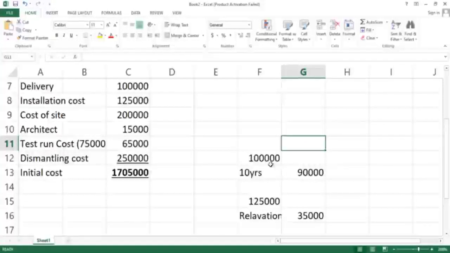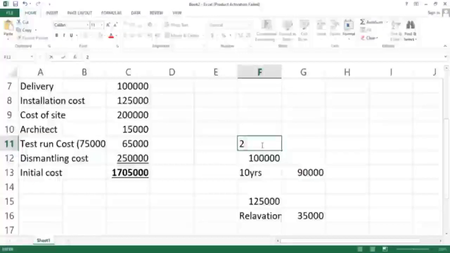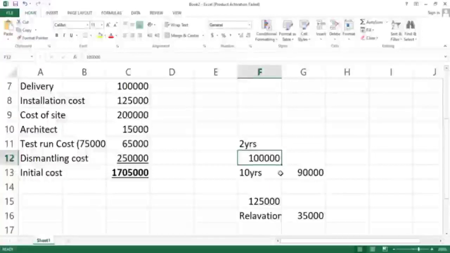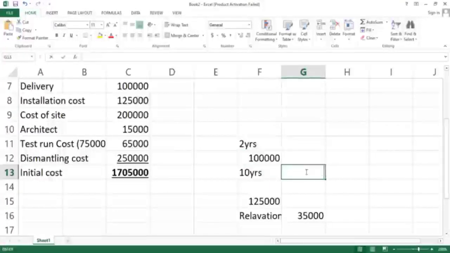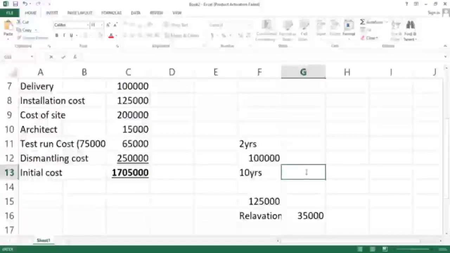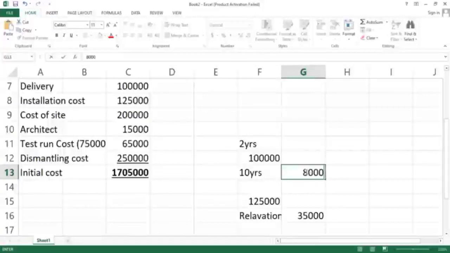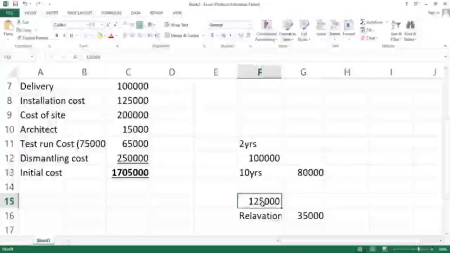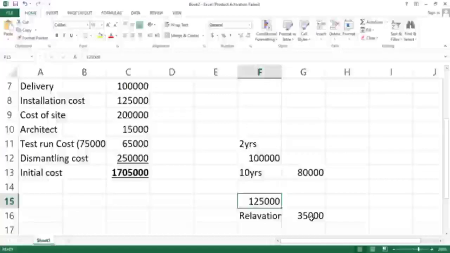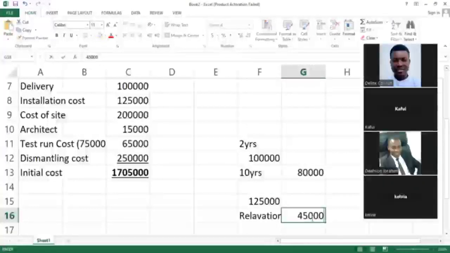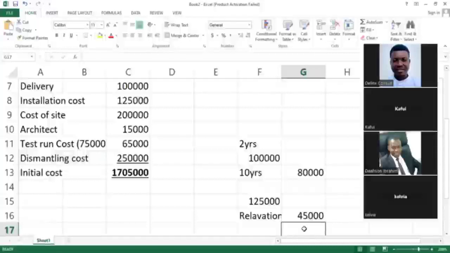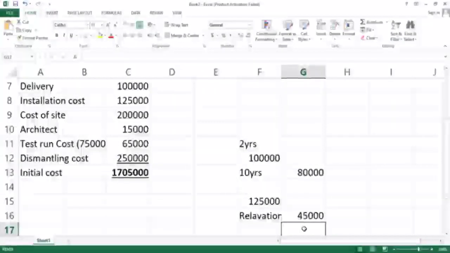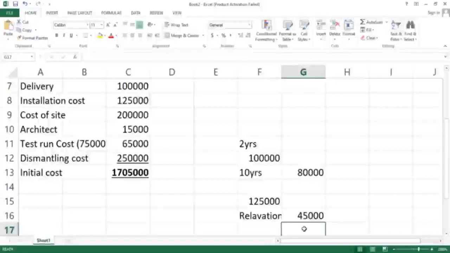So if this asset was used for 2 years, what should have been the value at the end of the second year? 80,000. Now we are saying that the value of the asset now is what? 125. What is happening? There has been an increase. The asset has increased by what? 45,000. So at the end of the second year, you will forget about the 80,000 because the new value of the asset is 125.